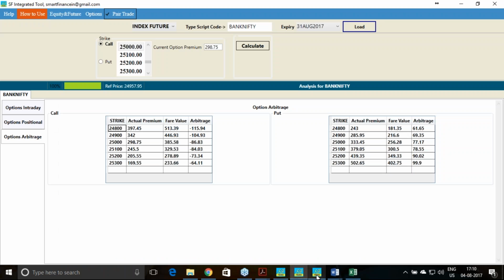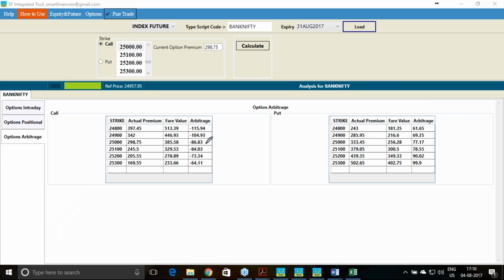Option arbitrage, someone was asking me here. Option arbitrage in the sense, what is the actual premium, what is the fair value? So how much is the difference coming? That is your arbitrage. So here call sides are having great arbitrage value in the negative, and put sides are having great arbitrage value in the positive. So this also suggests that puts will definitely have a higher IV as compared to the calls. If you are saying that puts will have a higher IV as compared to calls, look into that. It may be suggesting that if it is above 30%, then a contrarian move will be there.